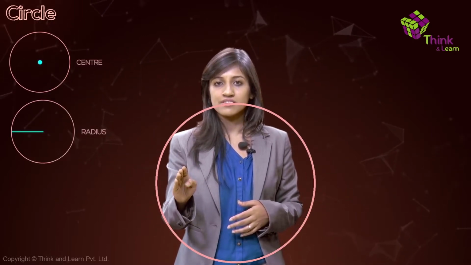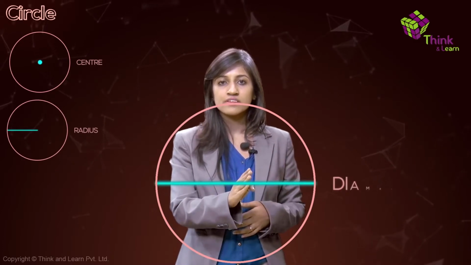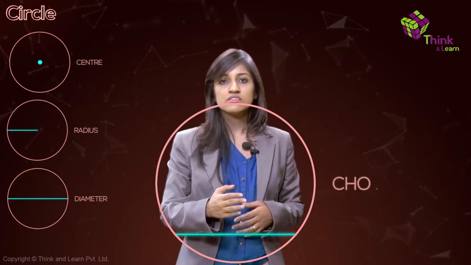A lot of words, right? But it's pretty simple. Let's revise it once. So let's summarize everything so it becomes really, really simple for you. So I have a circle over here. Okay. Now, let's look at the first part. This is the center. Okay. This is the radius. This length is the diameter. This is a chord.